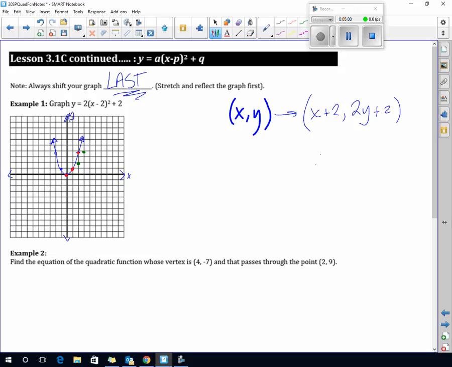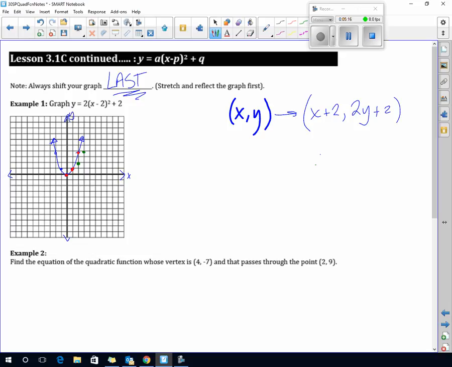Right 2, up 2, new point. Yes? Okay, this third red point is at a height of 4. I have to double that. What's my new height? 8. 5, 6, 7, 8. So now I'm at 8.